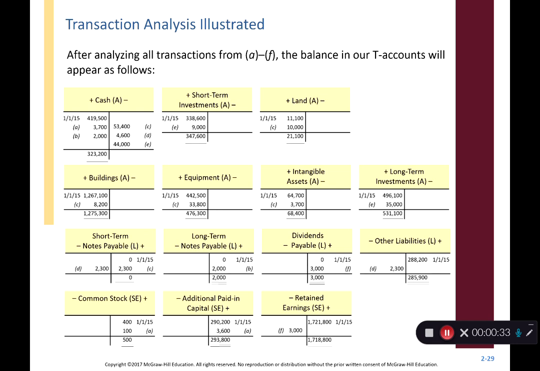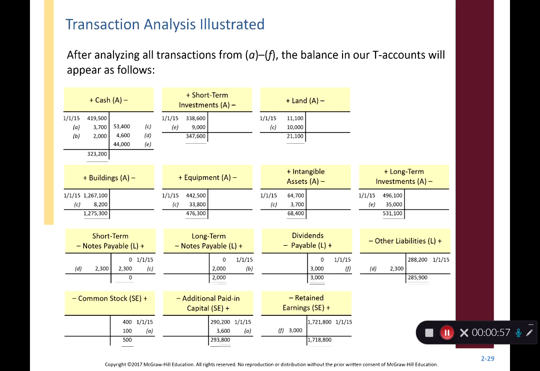So we have all our various T accounts for the accounts that were affected for our transactions A through F, and you could see they all have beginning balances, which is the balance at the end of the previous period, and then we record the effect of our various transactions A through F, and we're left with an ending balance. Those ending balances are going to be used to prepare the financial statements for the company.